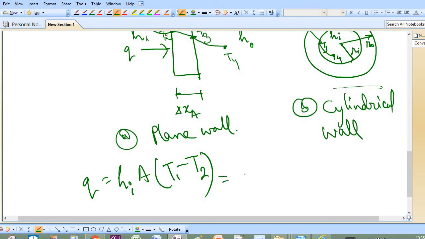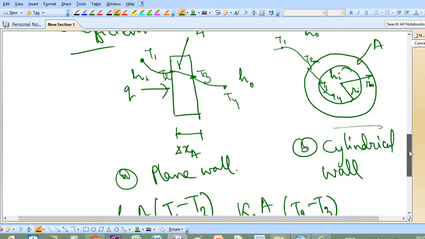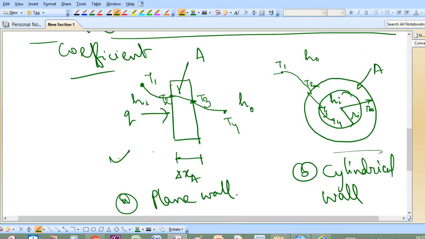Now, then we are having conductive heat transfer, which is represented by KA. Our material A is there, A into area, cross-sectional area normal to heat flow. We are having del XA, T2 minus T3. Again, we are having a convective transfer, which is represented by HOA, T3 minus T4. This is for our plane wall condition.